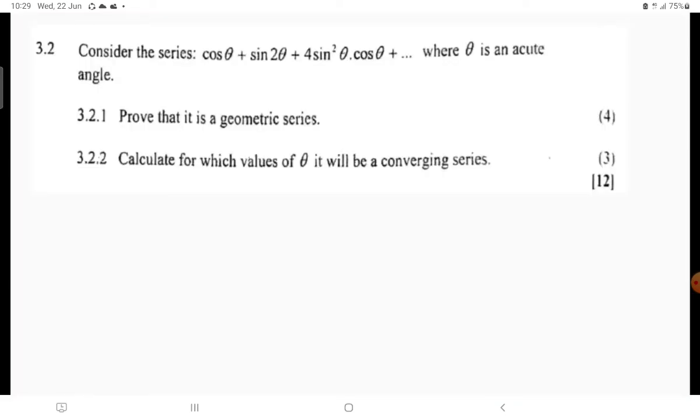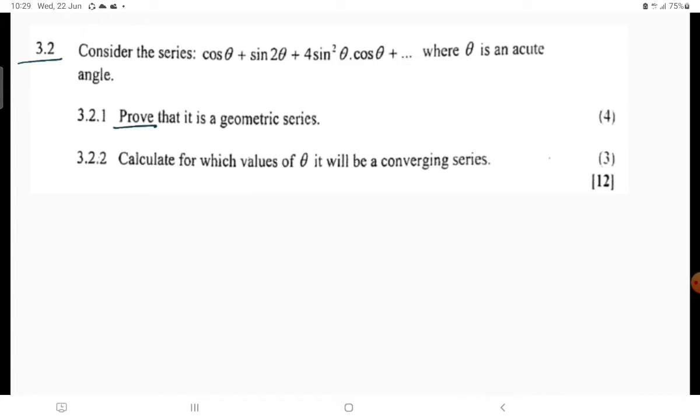All right, let's have this question. You can try it if you really want to. You can pause the video, then come back for the solution. So otherwise, we are having 3.2 here, which reads as follows. Consider the series, which is cos theta, then plus sine 2 theta, then we have the third term there, where theta is an acute angle. Okay, so this is the series that we have.